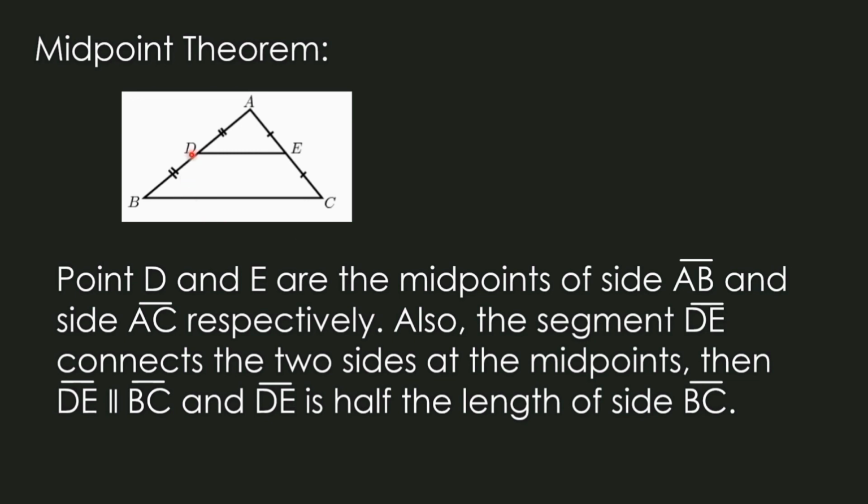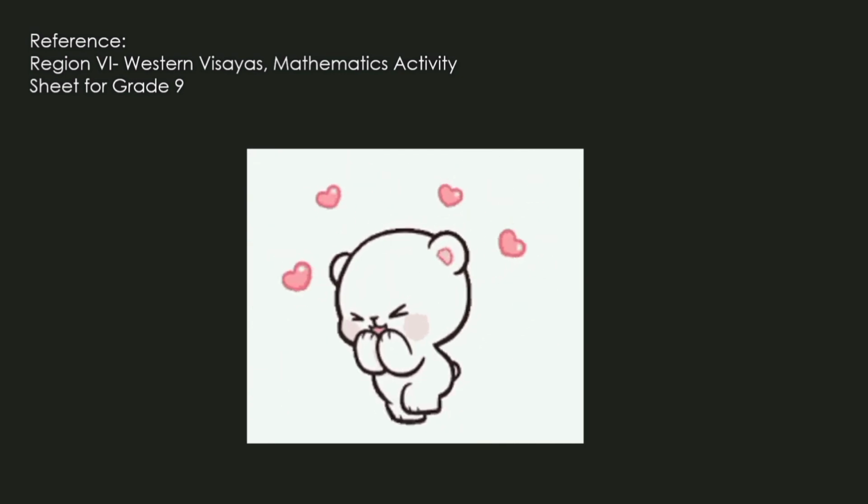Point D and E are the midpoints of side AB and side AC, respectively. Also, the segment DE connects the two sides at the midpoints. Then, DE is parallel to BC and DE is half the length of side BC. So, yan yung sinabi ko kanina. Thank you.